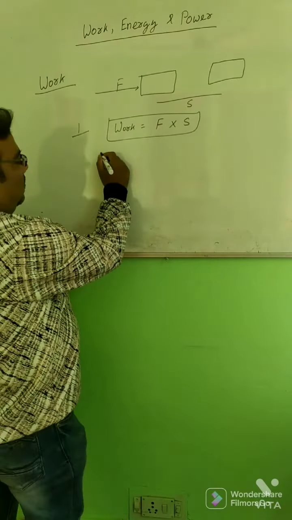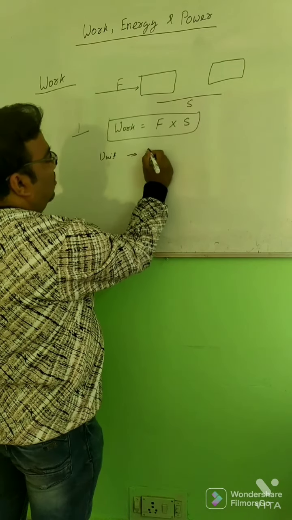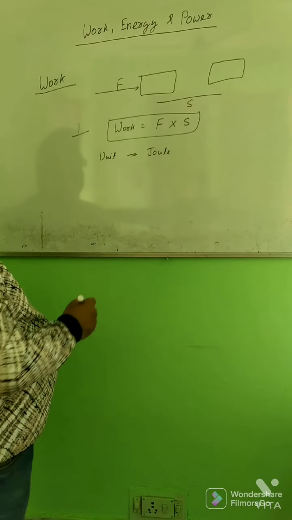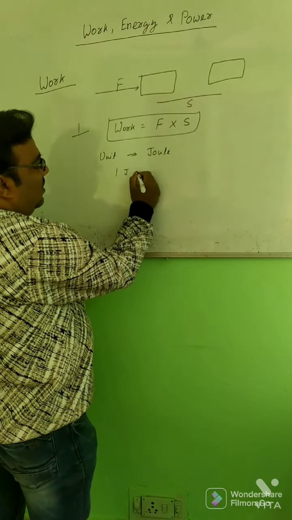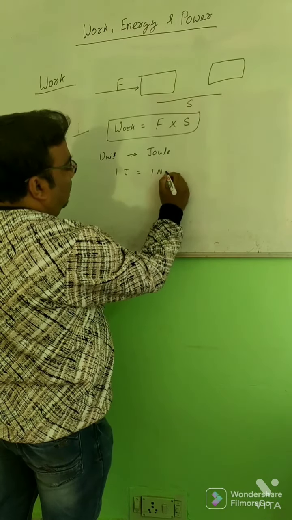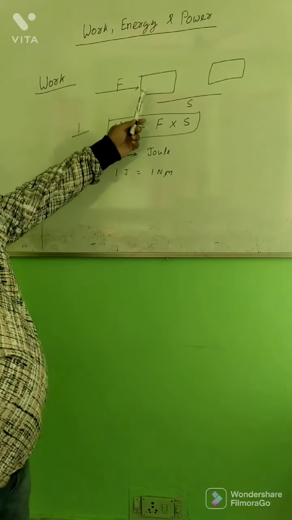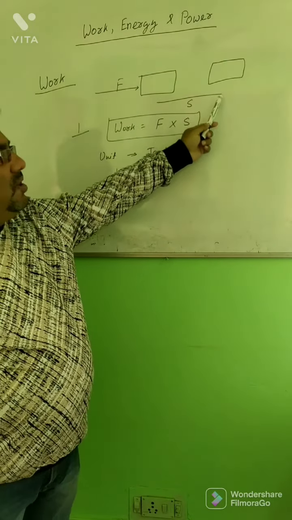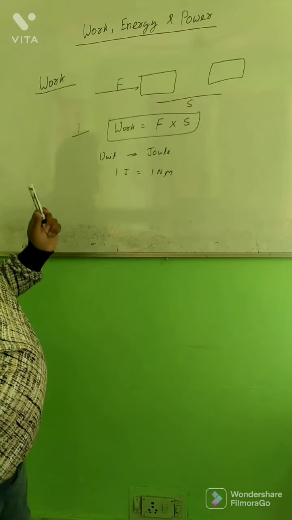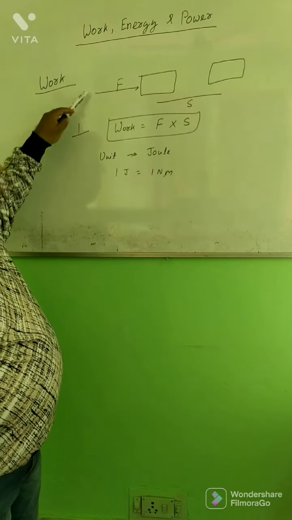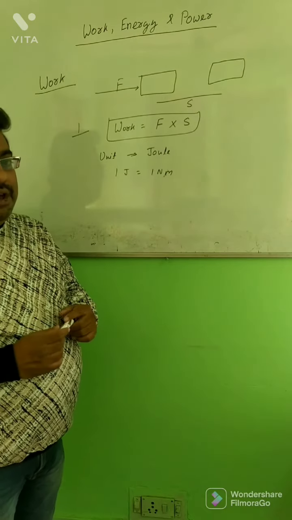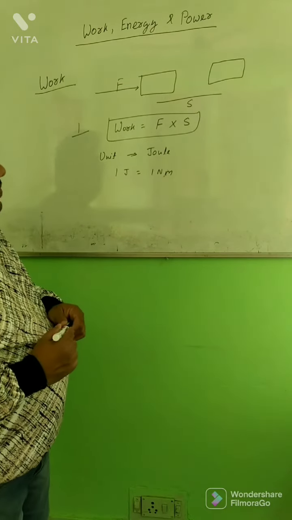So the unit of work done is joule, which is the same as the unit of energy. And 1 joule of work done is equal to 1 Newton meter. That means if a 1 Newton force is acting on the body and it is displaced by 1 meter, then 1 joule equals 1 Newton meter. So that is the first formula for the work done when the body moves in the direction of the applied force. In your syllabus there are 3 formulas you have to read for the work done, so that is the first formula.